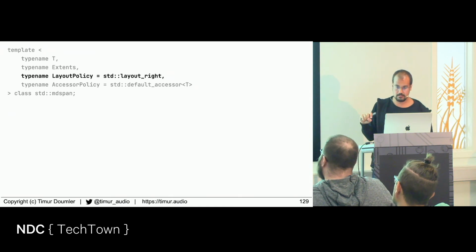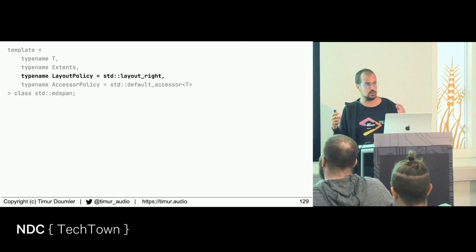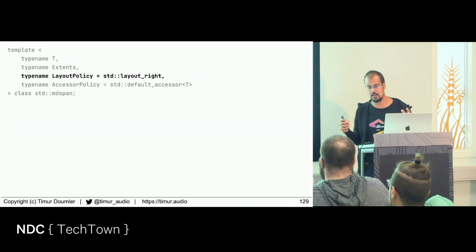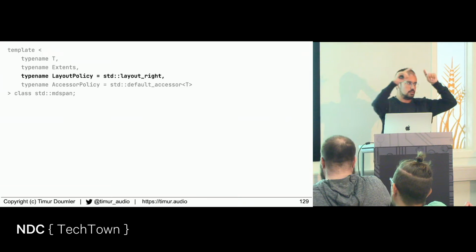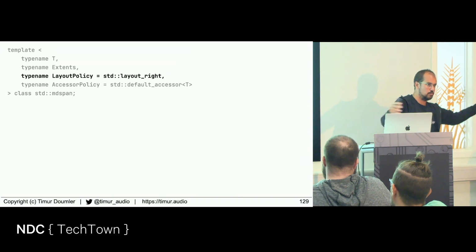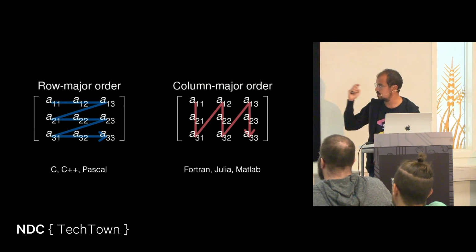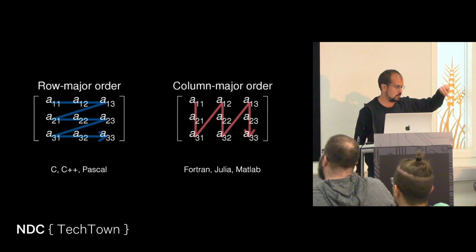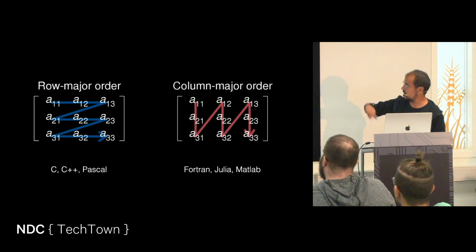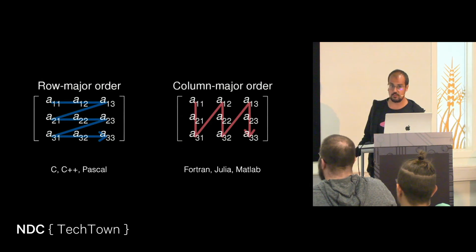There's the layout policy. This is really, really cool. This is basically the mapping formula. How does your mapping formula work? How do your 3D indices, or however many dimensions you have, map to the actual position in the block of memory that you're wrapping? And there are at least two common ways to do this. It's row major order, which is what C and C++ use, where the last dimension is the one that's contiguous. And there's column major order, which is what Fortran and MATLAB use, which is basically the other way around.